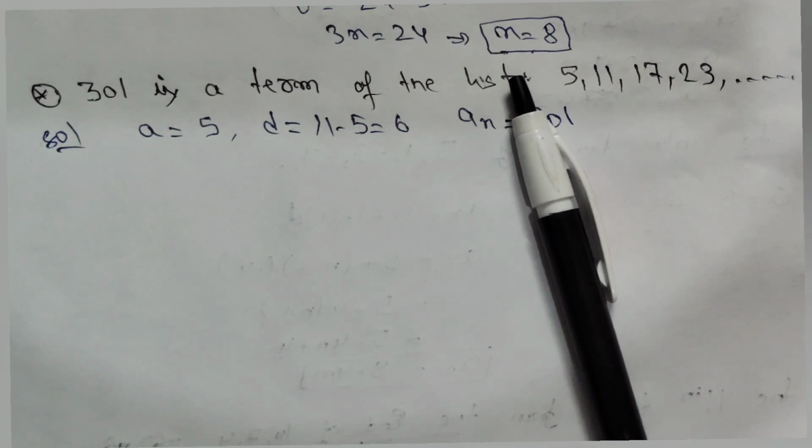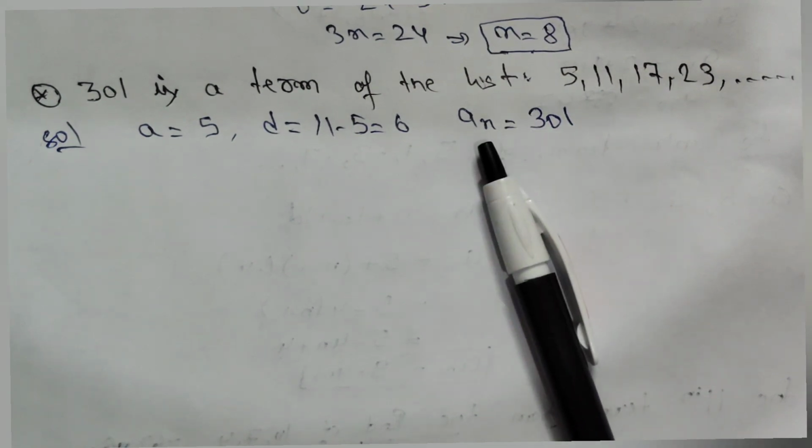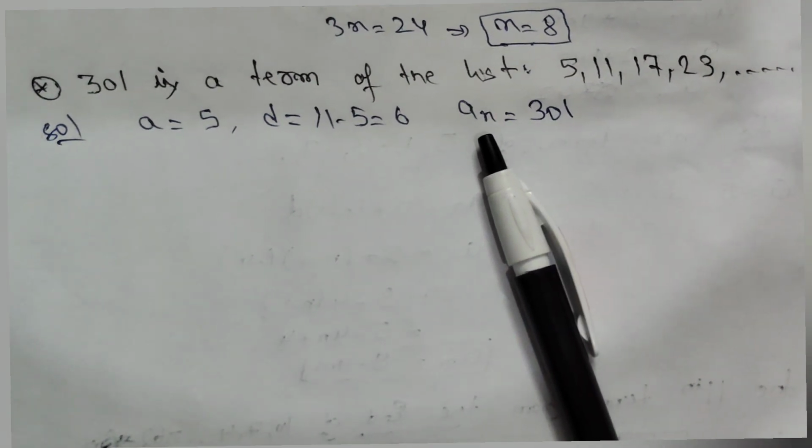301 is a term of the list they gave you. Let us see. They're saying the list they gave you is 5, 11, 17, 23. Does 301 lie in that list? So indirectly they're saying that you need to find out whether 301 is lying there or not. In the previous case, what were the cases? Let us solve this one first, then after that I will explain.